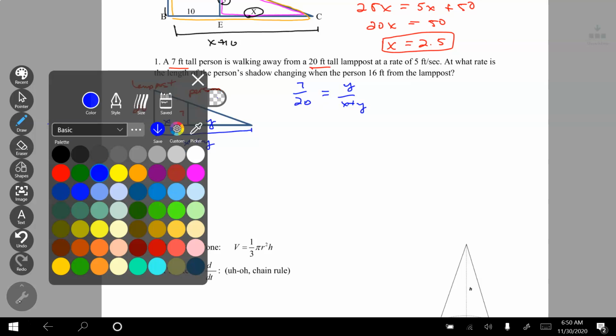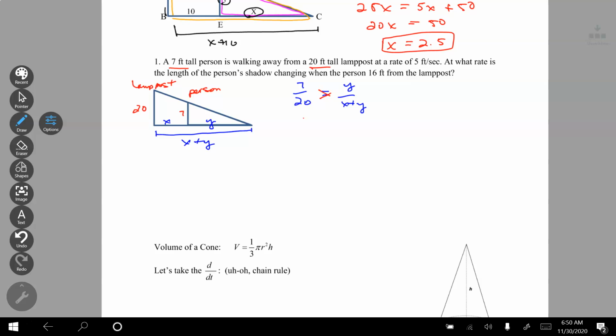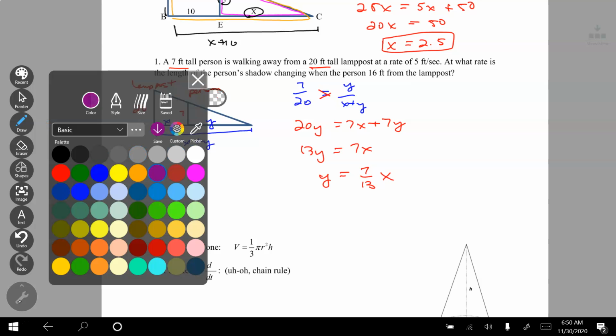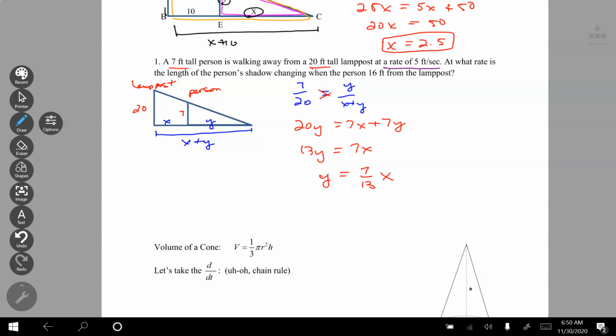So I crisscross multiply. I get 20y equals 7x plus 7y. Bring over the 7, I get 13y equals 7x, or y equals 7 over 13x. That is my equation for finding out the missing sides. So the one thing I do know is that I have a rate. So if the person's walking away at a rate of 5 feet per second, well, let's see.